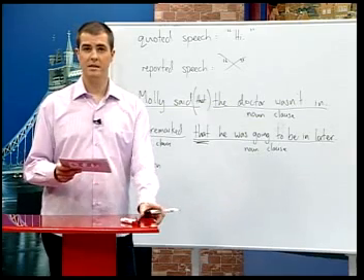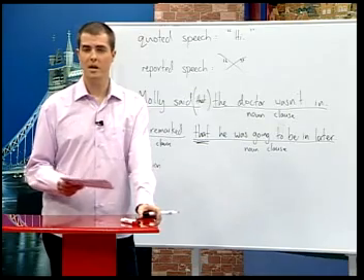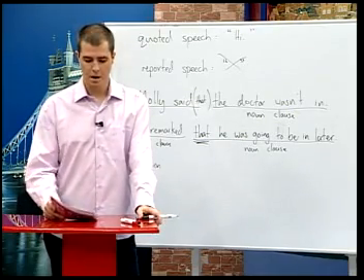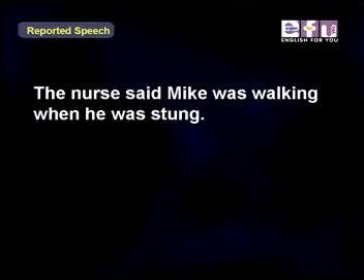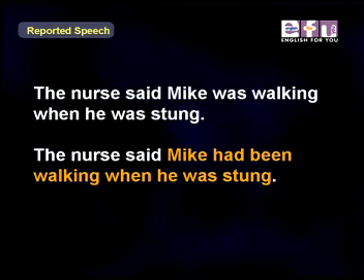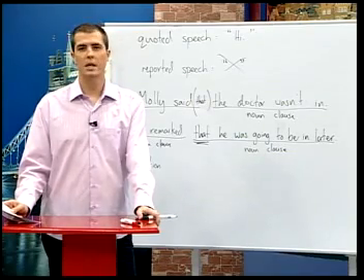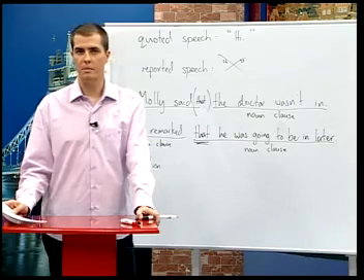In the second sentence, the past perfect is used, but there's no change in meaning. It means exactly the same thing. Let's have a look at some more examples. The nurse said Mike was walking when he was stung. The nurse said Mike had been walking when he was stung. In the second sentence, the past continuous is used, but again, there is no change in the meaning of the sentences.